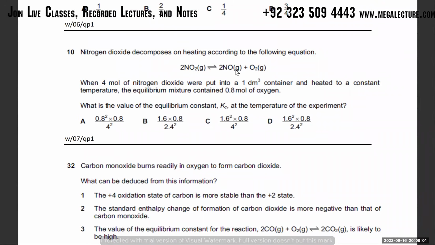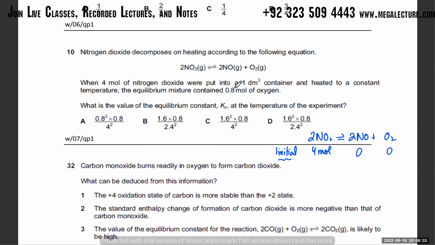So this is the reaction, and you're being asked that there's 2NO2 reacting, and they're in equilibrium with 2NO plus O2. And initially, there's 4 moles of nitrogen dioxide. Those are your initial moles. So right at the beginning, you're adding 4 moles of NO2, placed in a 1 dm cube container and heated to a constant temperature. There's no O2, there's no NO.